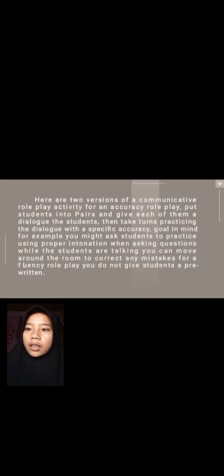Communicative activities can be more controlled to build accuracy in language use. However, they can also be less teacher-controlled in order to build fluency. Here are two versions of a communicative role play activity. First, an accuracy role play.